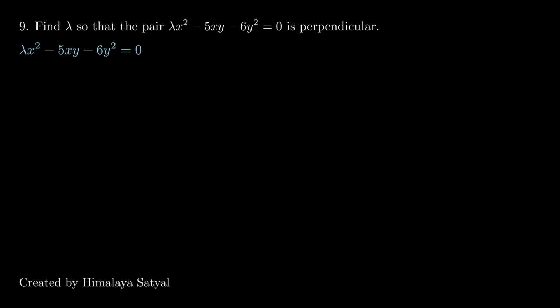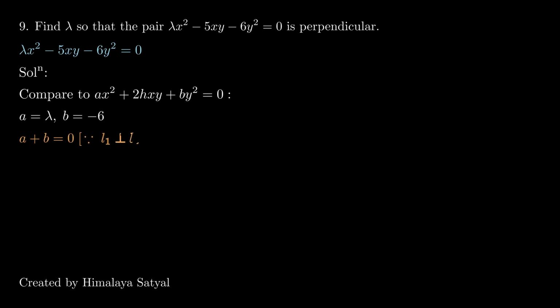So for our final problem, we need to find lambda so that the pair lambda x squared minus 5xy minus 6y squared is equal to 0 is perpendicular. We make the comparisons again and again use the perpendicularity condition, so a plus b is equal to 0, to find that lambda is equal to 6.